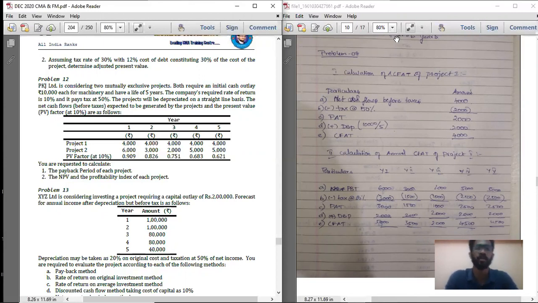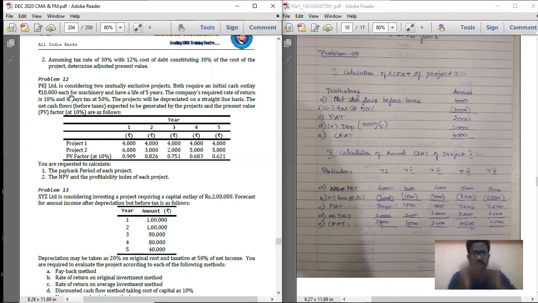So moving on to the next problem, that is problem number 12. P Limited is considering two mutually exclusive projects. Mutually exclusive projects means two different projects, and both require an initial cash outlay of 10,000 rupees. The cash outflow expended today is 10,000 rupees, so the present value of the 10,000 is 10,000. Both have machinery with a life of 5 years.